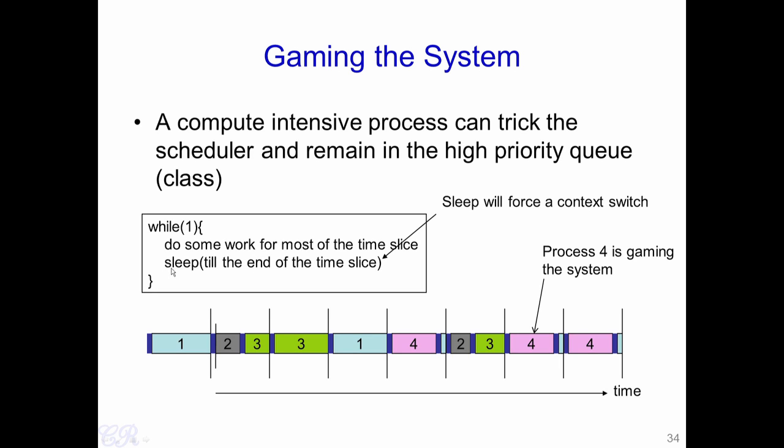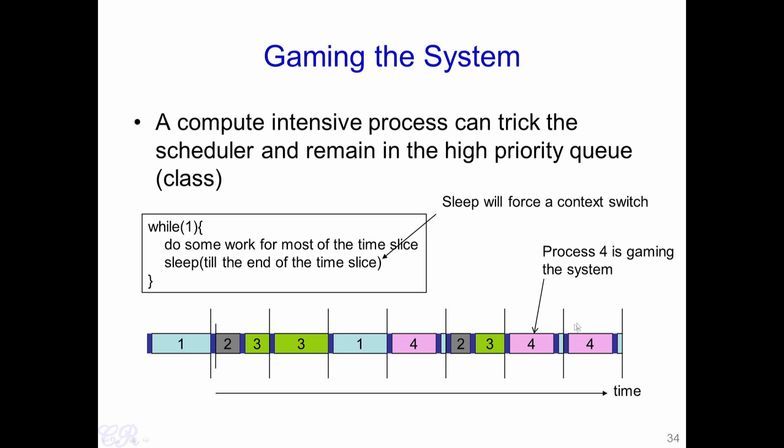Now, as we know, when a process goes to sleep, it goes from the running state to the blocked state. Therefore, sleep will force a context switch to occur. What is going to happen is that a new process will execute for the remainder of the time slice. Thus, for the entire time slice, for instance over here, process 4, which is a malicious process, would run for most of the time slice, and then just before the time slice completes, it goes to sleep, thus forcing another process to execute. So, process 1 will now execute for just a small duration.